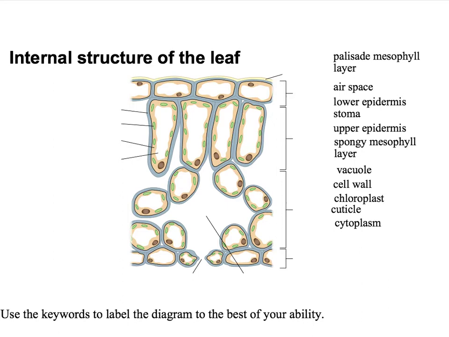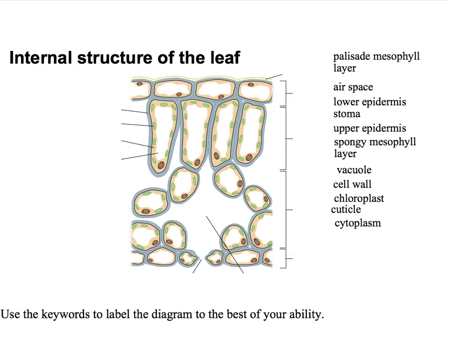But the way they are different is that they contain these large air spaces. Now these are useful because they allow carbon dioxide and oxygen to diffuse in and out of these cells, giving the cells around the airspace a large surface area to diffuse oxygen and carbon dioxide into them. Down at the bottom we've got the lower epidermis.